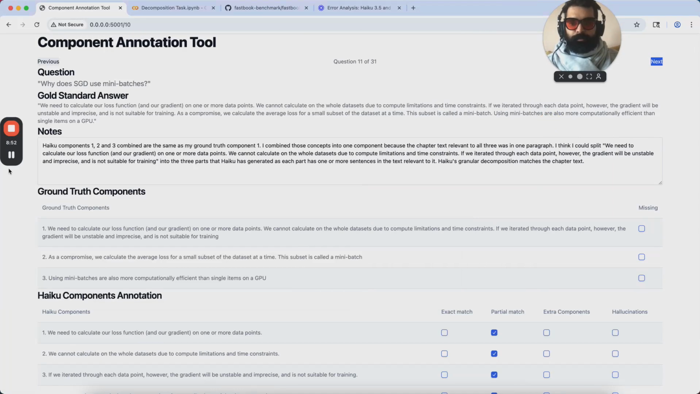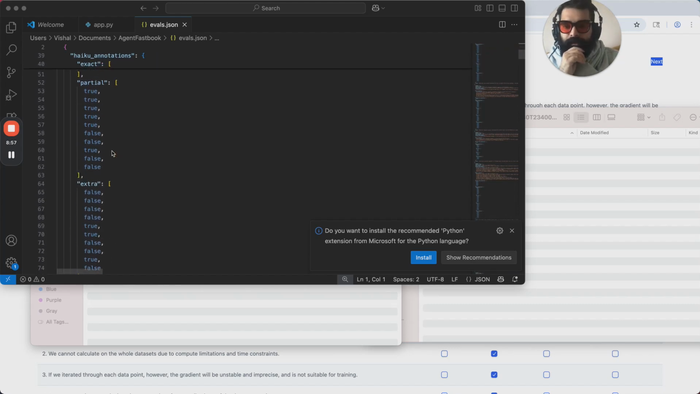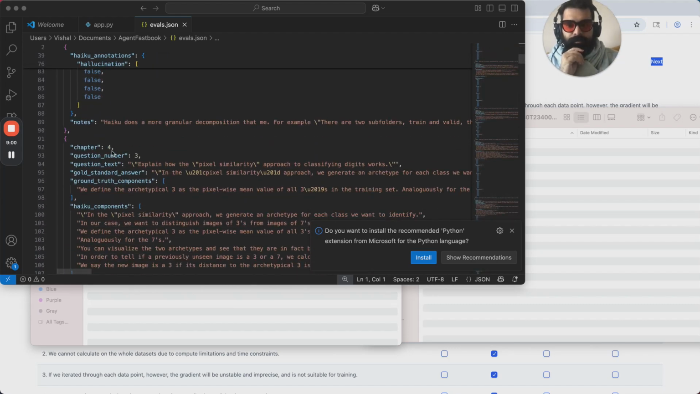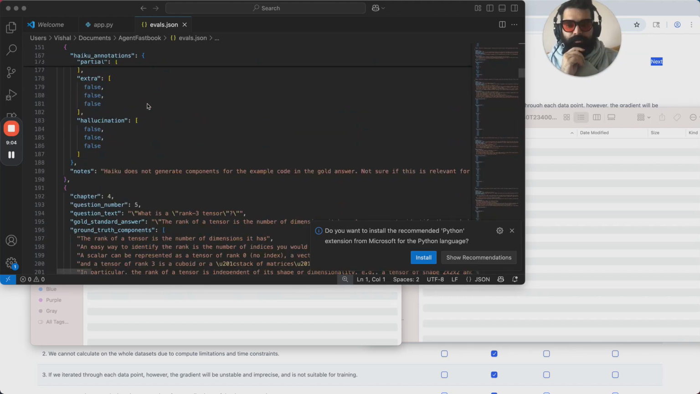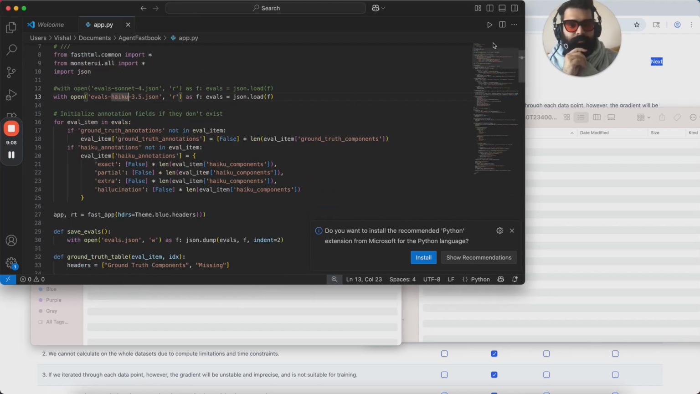Okay, hold on. Let me open up the evals file. So just looking at the JSON file, and here are my notes. So yes, it is saving it correctly. So that's good.